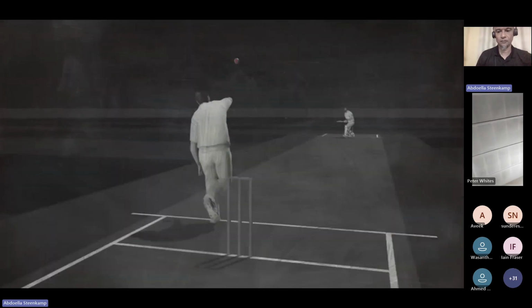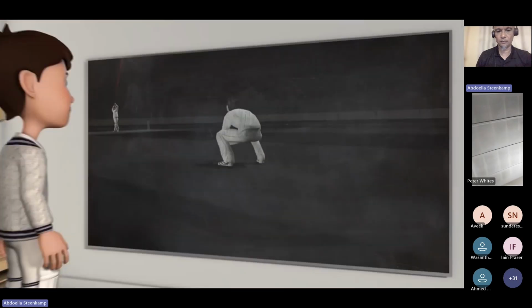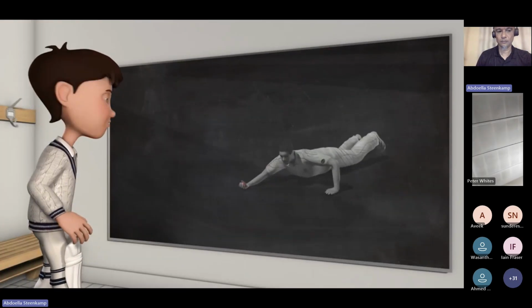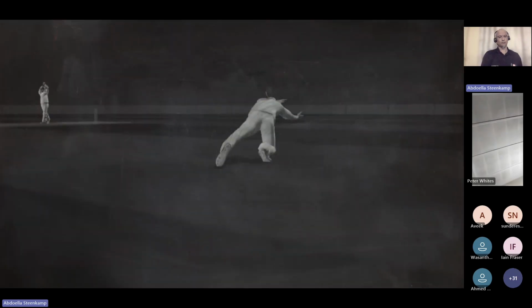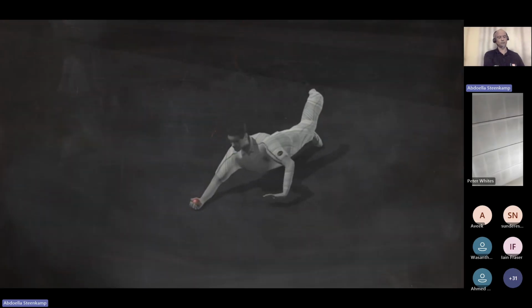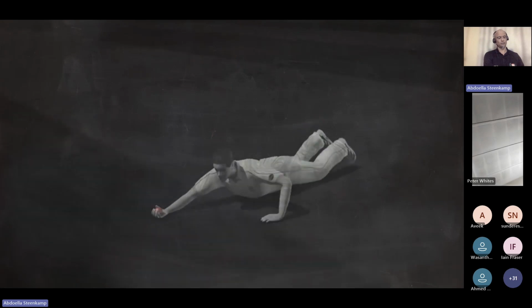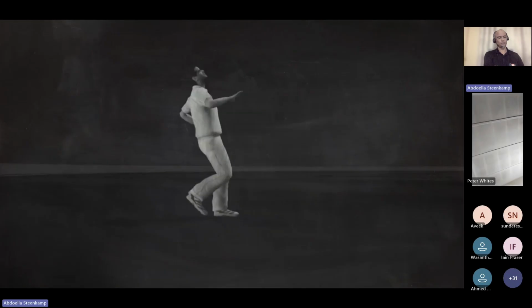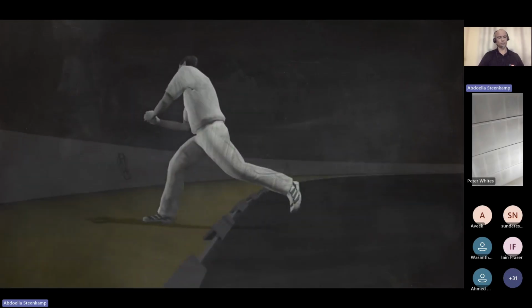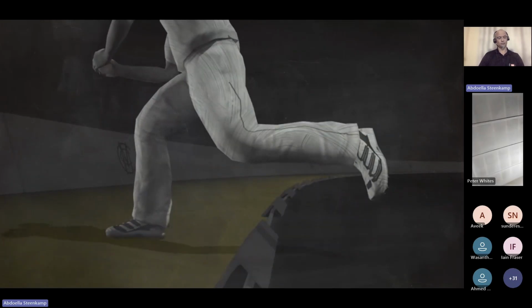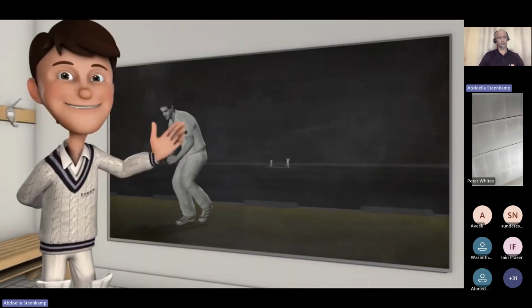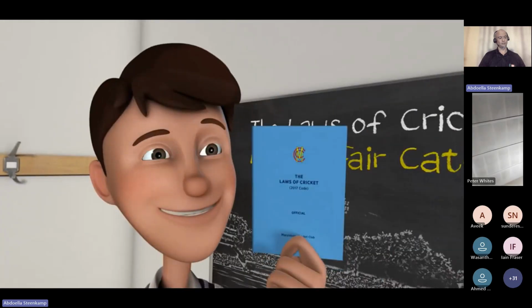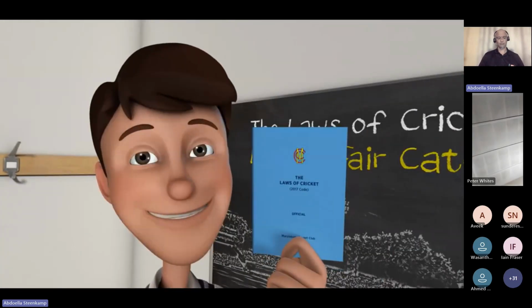Perhaps the main criterion for a catch to be considered fair is that the ball must not touch the ground before being caught. Here, for example, the ball does not touch the ground even though the hand holding it does so in effecting the catch. This is a fair catch. And then there is the question of catches near the boundary. This is such an interesting subject that we've given it a film all of its own. To catch up on everything to do with catching, simply refer to Law 33 in the blue.